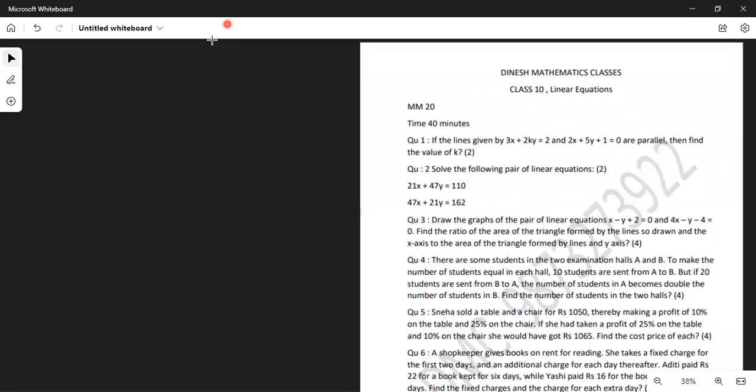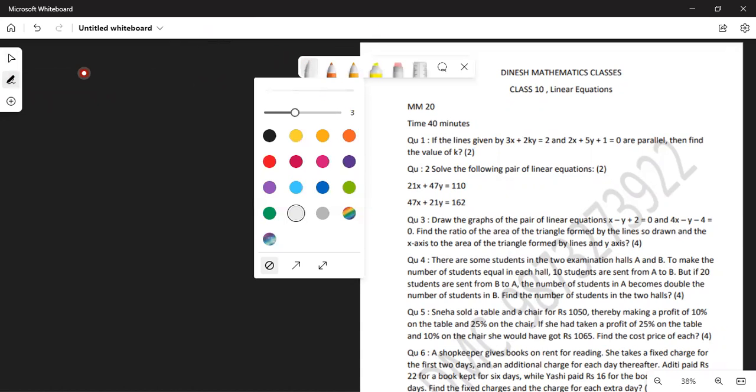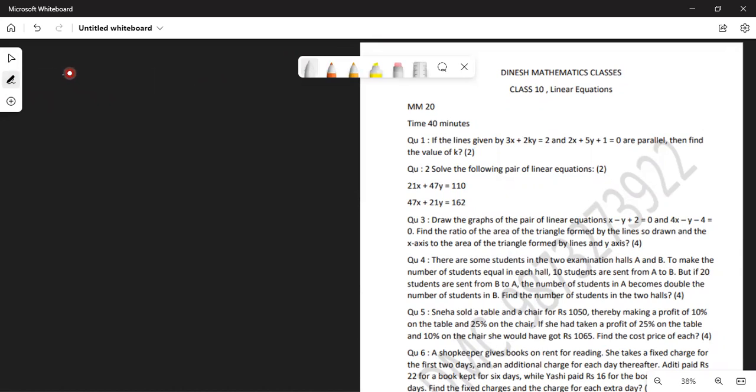First of all, let us write the equations here. What are the equations given? The given equations are, the first one is x minus y. Let us take another, different ink. Yes, instead, let's write here. The equation is x minus y plus 2 equal to 0.